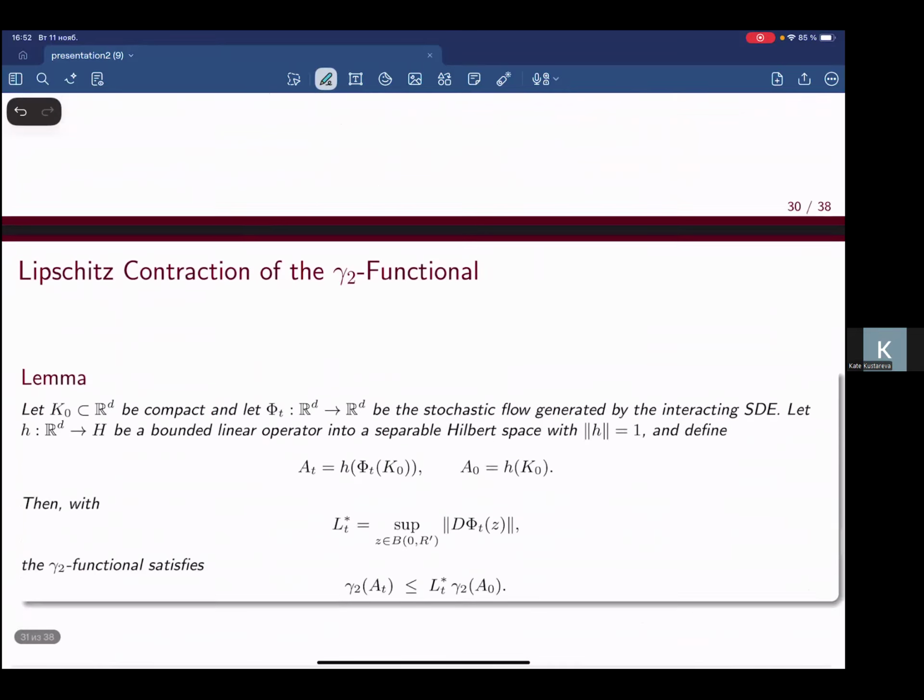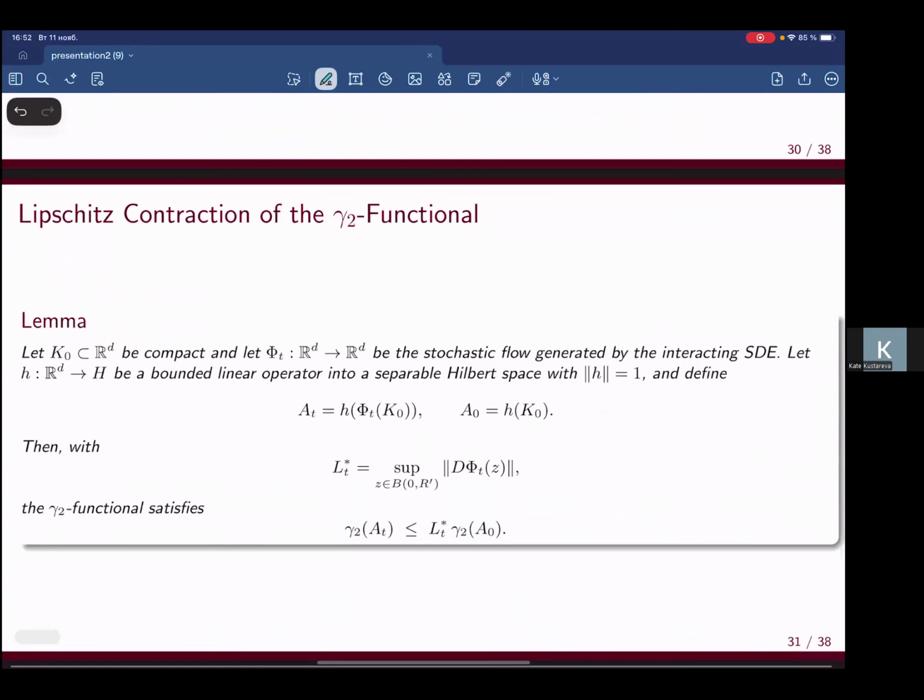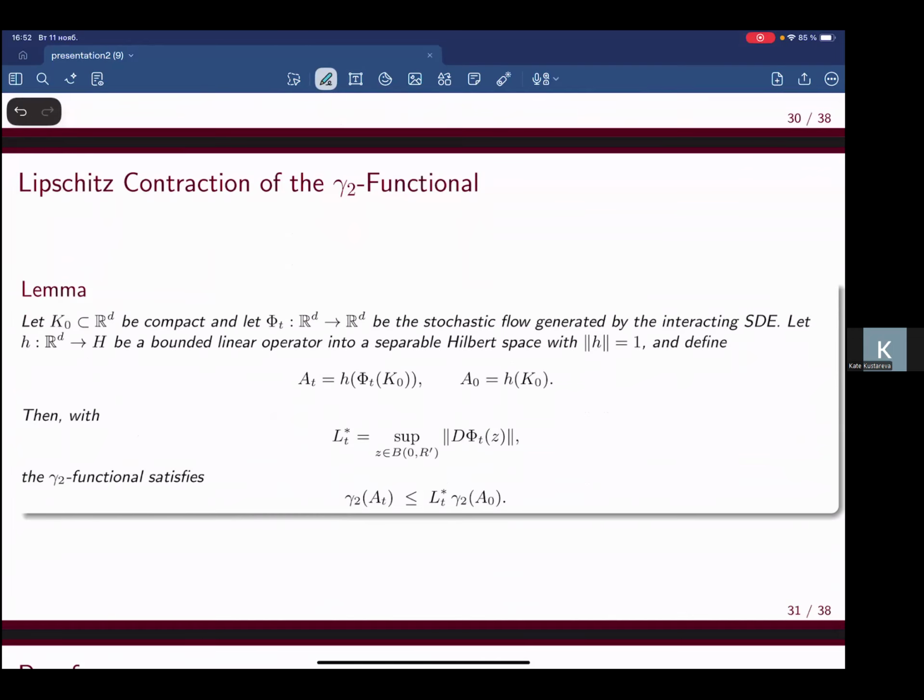To prove the second part, we need an additional lemma, the Lipschitz contraction of the gamma 2 functional. Let K0 be a compact subset of R^d, and let phi_t from R^d to R^d denote the stochastic flow generated by our SDE with interaction. We also take a bounded linear operator H mapping into a separable Hilbert space, and assume that the norm of H equals 1 for normalization.